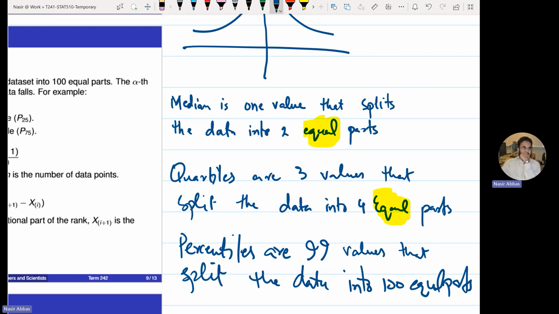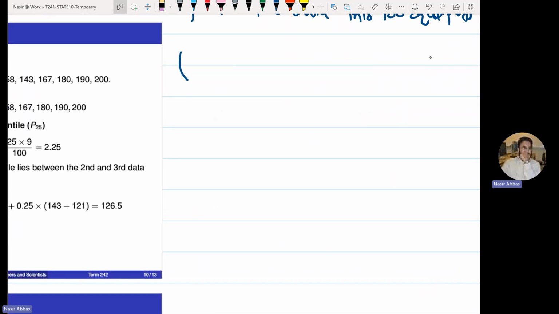So from a graphical point of view, if you have this data, this will be the median. It splits the data into 50% left, 50% right. So let's say if I tell you that the median is 13, what does that 13 mean? 50% of the values in your data are less than 13 and 50% of the values in your data are more than 13. What are quartiles?